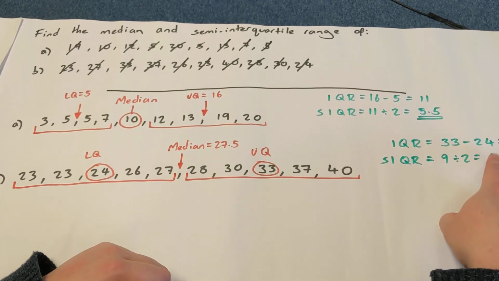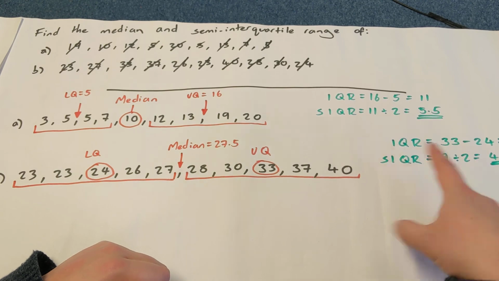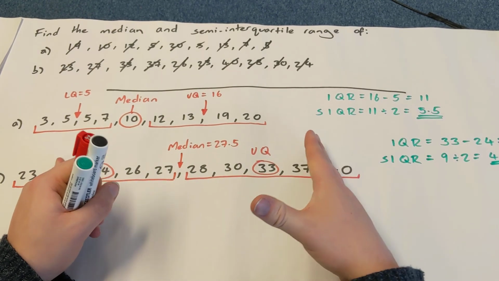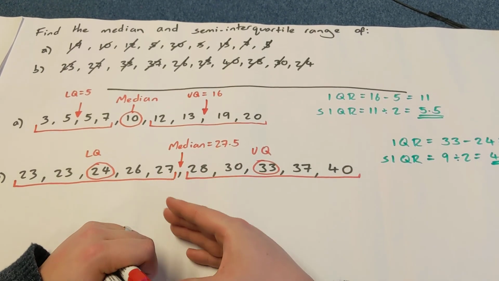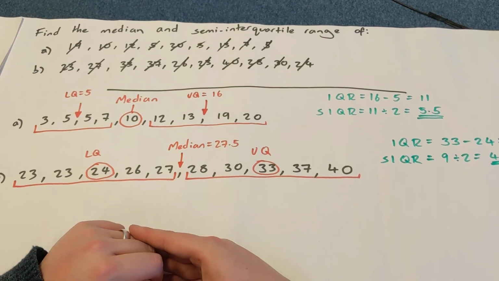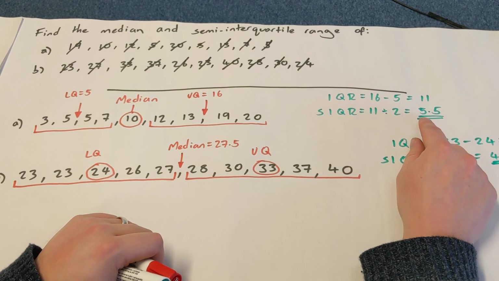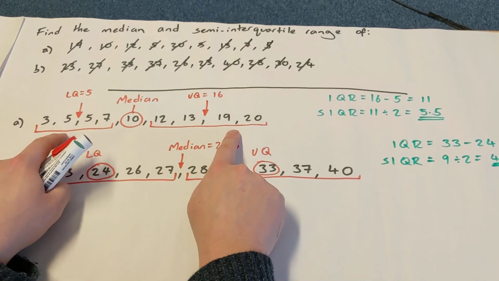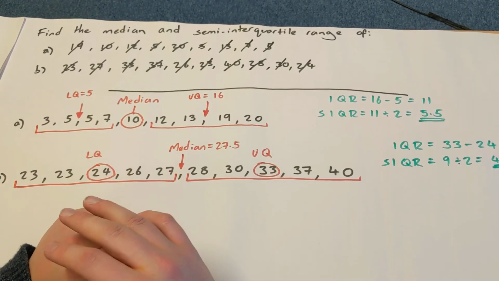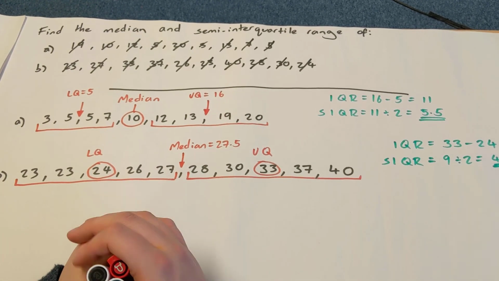So if it's got a smaller semi-interquartile range, it's just like standard deviation. It means they're not spread out as much. The data is more consistent. Okay? And if it's got a bigger semi-interquartile range, it means the data is more spread out and they're less consistent with each other. Right, hopefully that was understandable.